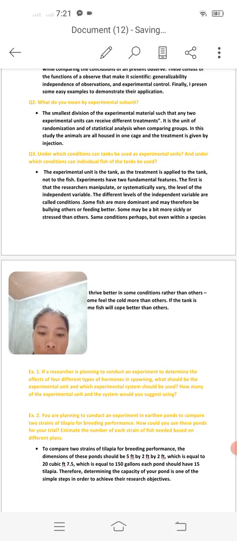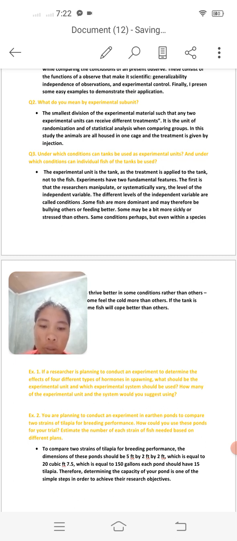Example number 2. You are planning to conduct an experiment with a pond to compare two strains of tilapia for breeding performance. How would you use this pond for your trial? Estimate the number of each strain of fish needed based on the different plans.